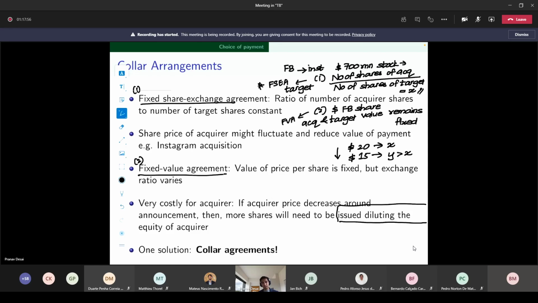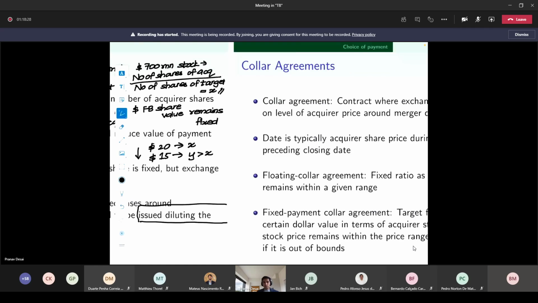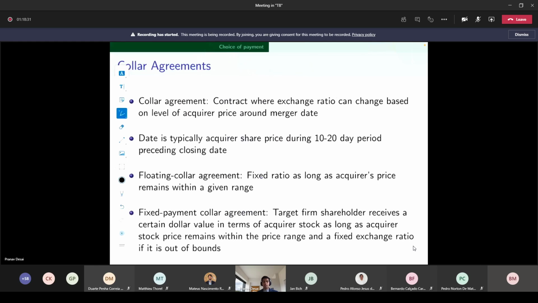From the perspective of the target, suppose that the value goes up. Oh, well, actually, not from the perspective of the target. This is mainly from the perspective of the acquirer. So, in both of these cases, one party is heavily exposed to risk when this payment is made with stock. And one solution to that is something like a collar agreement. So here I'll just introduce the collar agreements in a more abstract form, and then we will talk about it in precise examples on the next slide.